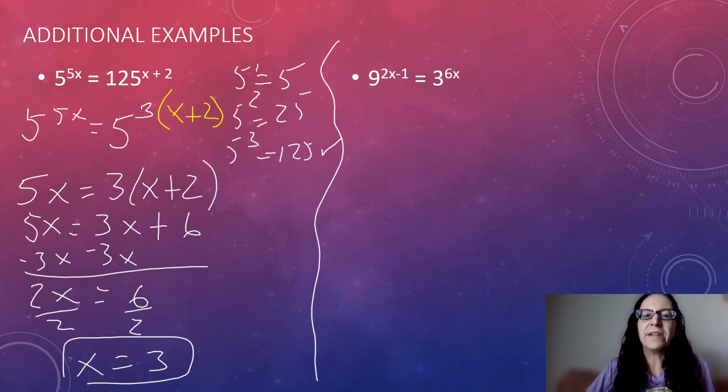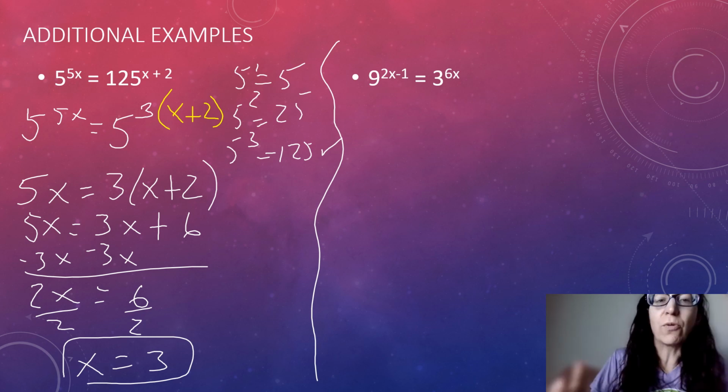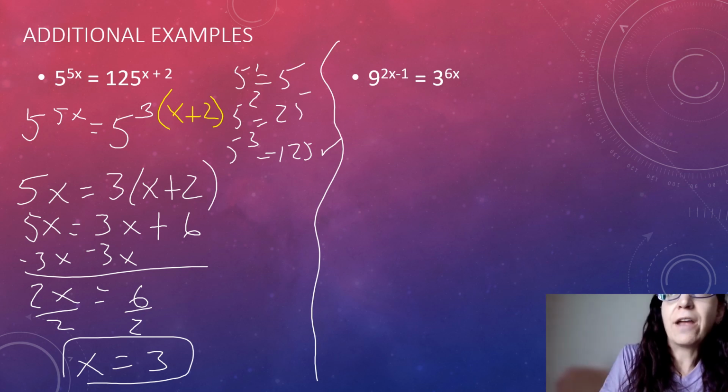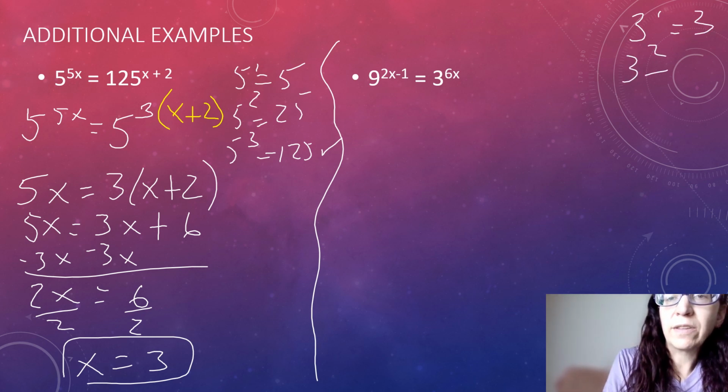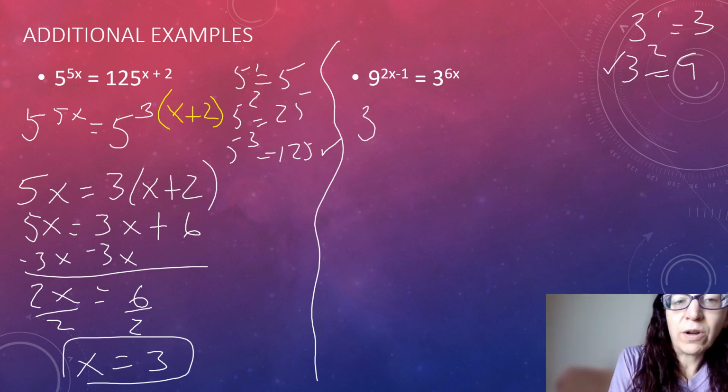So step number 1 is write each side as a power of the same base. And our first strategy here is going to take the larger number and write it as a power of the smaller number. So we're going to take 9 and write it as a power of 3. So you might grab your calculator and do 3 to the first, 3 to the second. Oh, we have our winner. So right here, we're going to replace 9 with 3 squared.